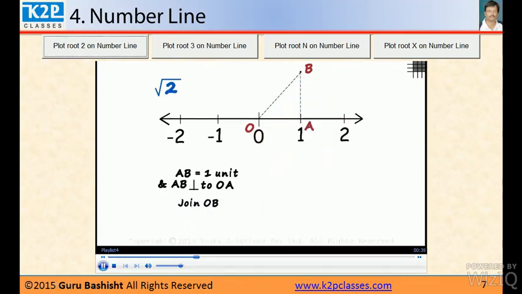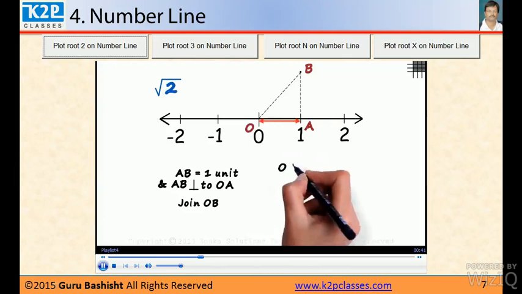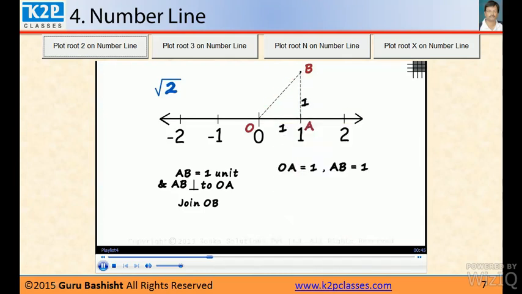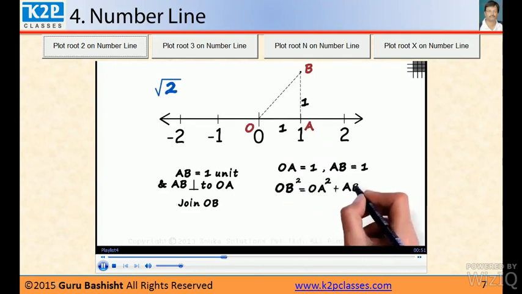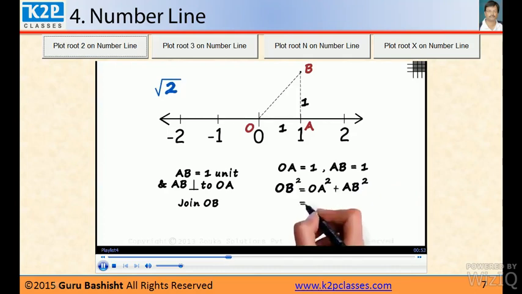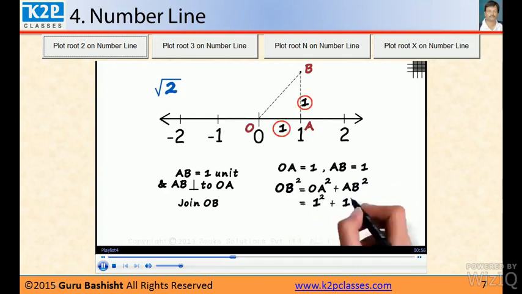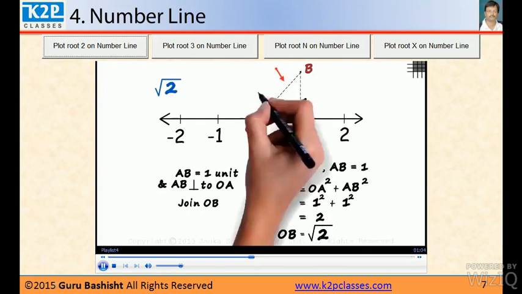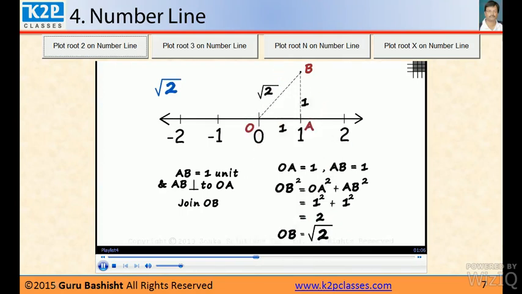Let's analyze the figure. We have OA equal to 1 unit and AB equal to 1 unit. Using the Pythagoras theorem, we have OB squared equal to OA squared plus AB squared. That would equal 1 squared plus 1 squared, which is 2. Taking the square root on both sides, we get OB equal to root 2 units. This length here will be root 2 units. We just need this length here on the number line.